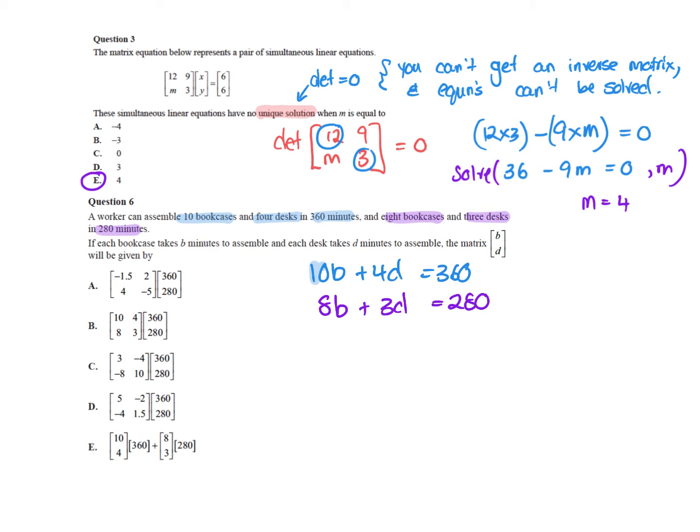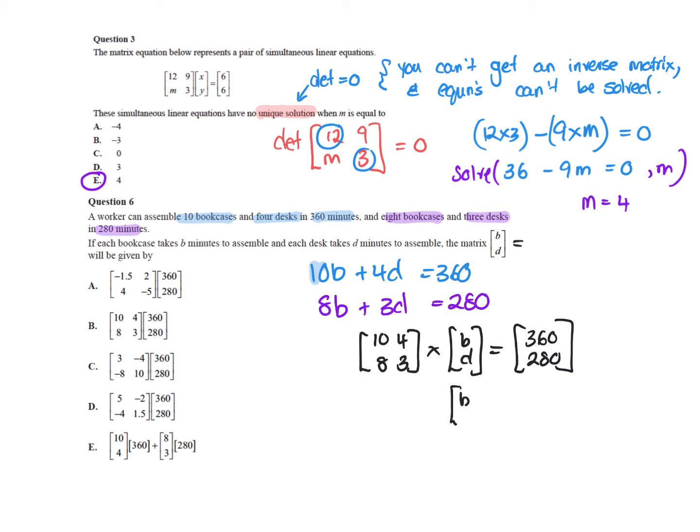If I was to set that up, it would look like this: 10, 4, 8, and 3 times the unknowns, which were B and D, and equals 360, 280. Okay, but they want to know what this actually equals. So if I was to find B and D, it would be the 10, 4, 8, 3 to the power of -1 times 360, 280.